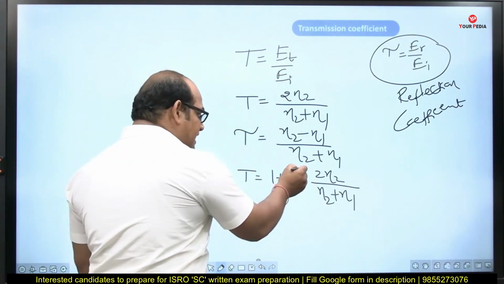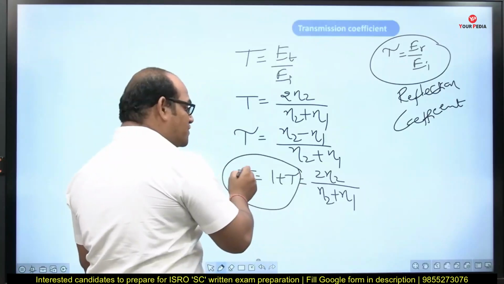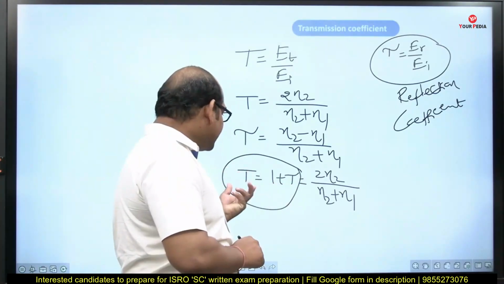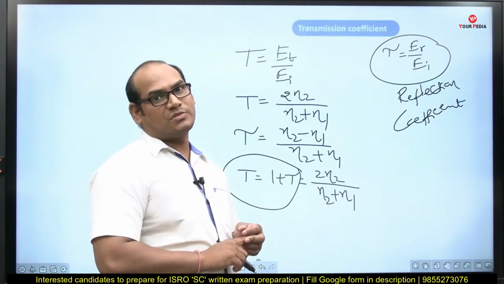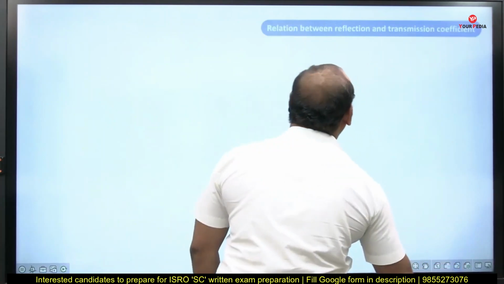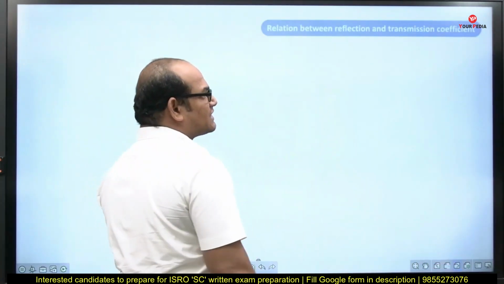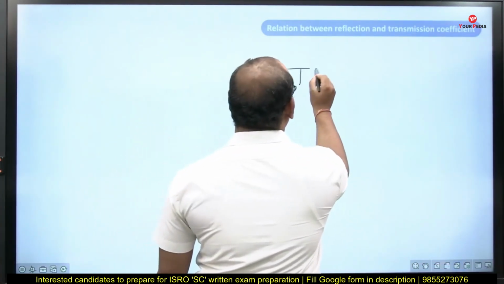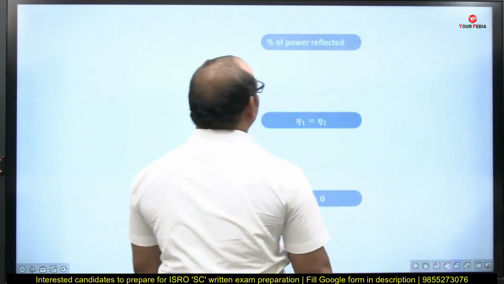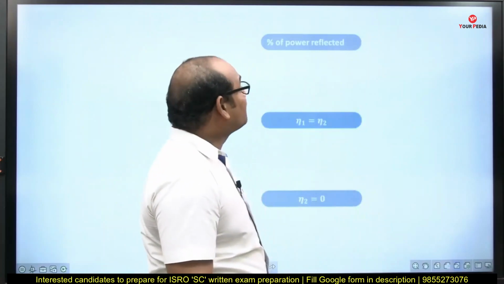Okay, so this is the relation between the transmission coefficient T and reflection coefficient tau. That is T is equal to 1 plus tau. Okay, so in this manner we can define the transmission coefficient. The relation between reflection coefficient and transmission coefficient, I have just completed, that is T is equal to 1 plus tau.